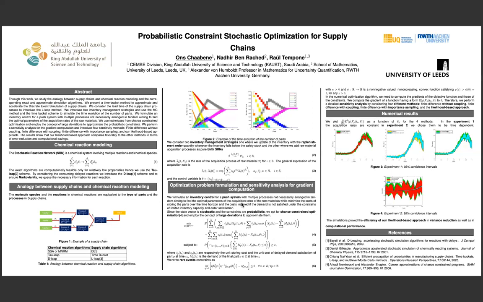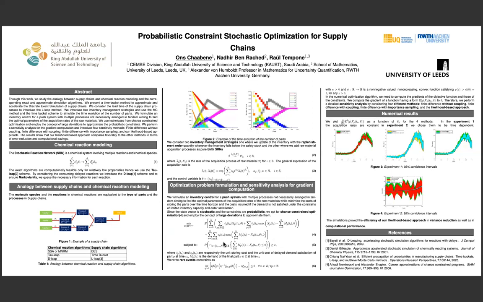Now we focus on the optimization of supply chains. We formulate an inventory control for a push system with multiple processes not necessarily arranged in tandem, aiming to find the optimal parameters of the acquisition rates while minimizing the cost of storing the parts over the time horizon and the unsatisfied demand under the constraint of order satisfaction.